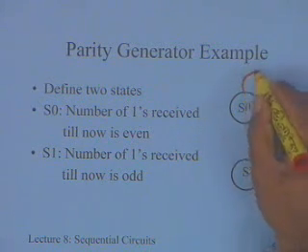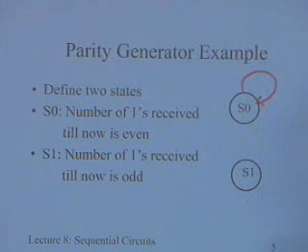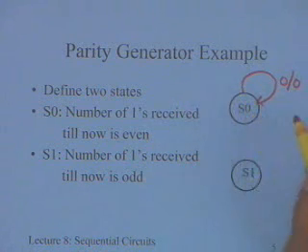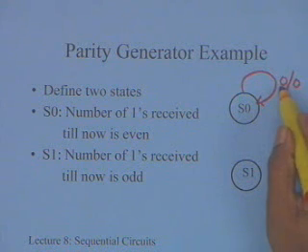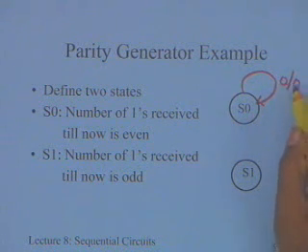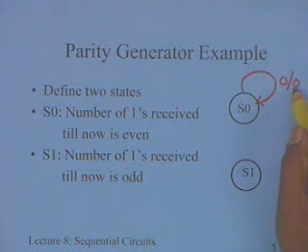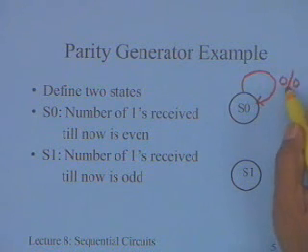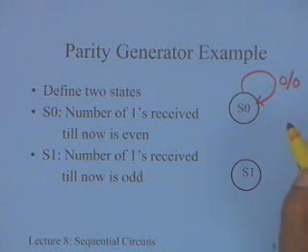And if I get a 0, the number of 1s will remain even. And so, for a 0 input, my output will be 0. So this is called a state diagram. What I am drawing now is a state diagram. And in this state diagram, this is the set of inputs that are received. In this case, there is only a 1-bit input. And this is also a 1-bit output. If, of course, there is a multi-bit input or a multi-bit output, I can specify that. And this slash separates the inputs from the outputs.